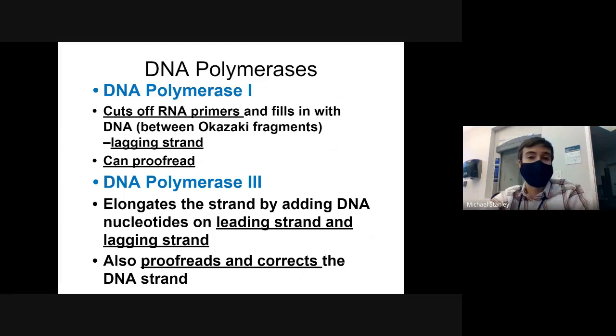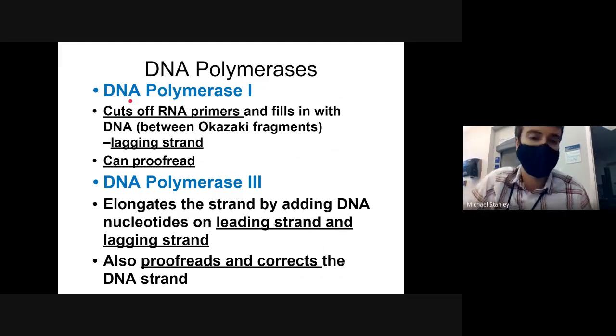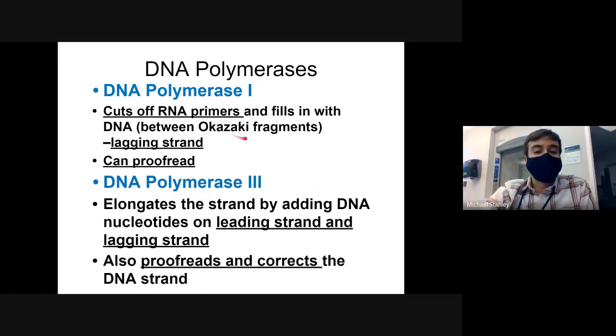On the lagging strand, it has to go between each one of those Okazaki fragments, take out the RNA, replace it with DNA. Go a little bit further, take out the RNA, replace it with DNA. So that is what DNA polymerase 1 is responsible for. It's one of these helper enzymes, and it takes out those little RNA primers that we had and puts DNA in their place. Polymerase 3, meanwhile, is just chugging along.